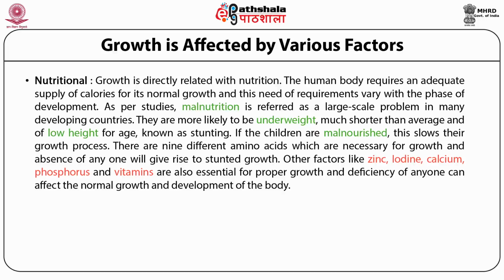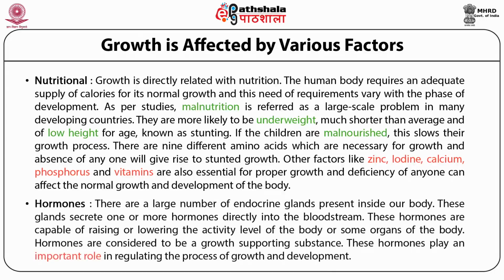There are 9 different amino acids which are necessary for growth, and absence of any one will give rise to stunted growth. Other factors like zinc, iodine, calcium, phosphorus and vitamins are also essential for proper growth, and deficiency of any one can affect the normal growth and development of the body.